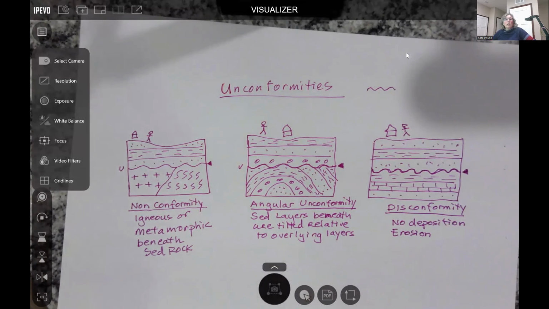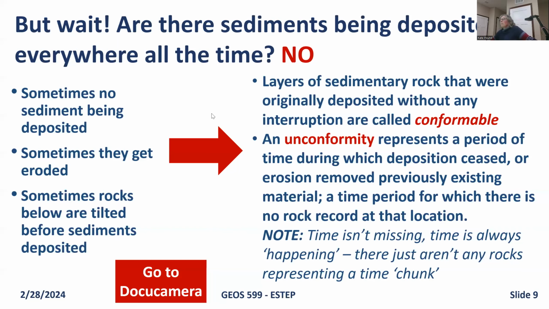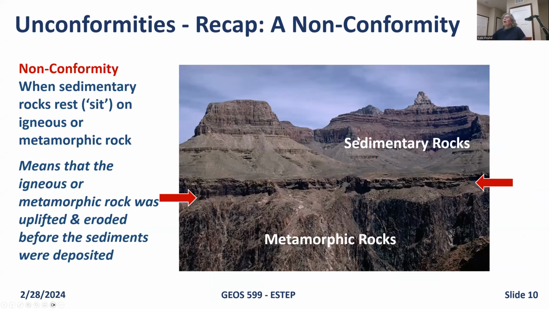So now we're going to go back to the slides. Okay. So we've looked at unconformities, and we looked at three types of unconformity. And let's take a look at them in real life.